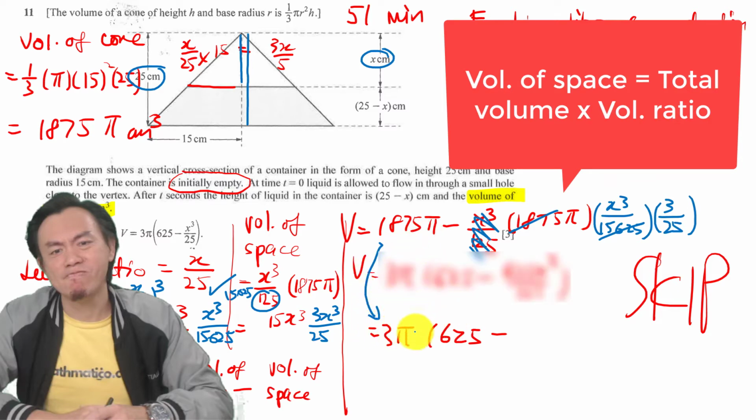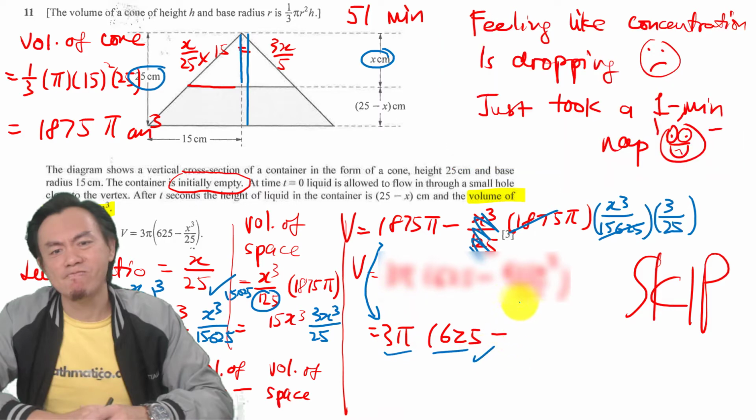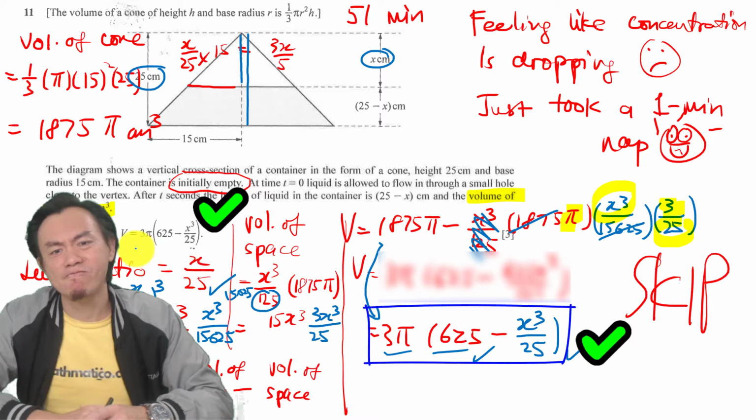3 times 625 is 1875, so that's correct. And if I factor out 3 pi, so pi is here, 3 is here, we will have x cubed over 25. And that's correct as well. Exactly what the question was looking for.